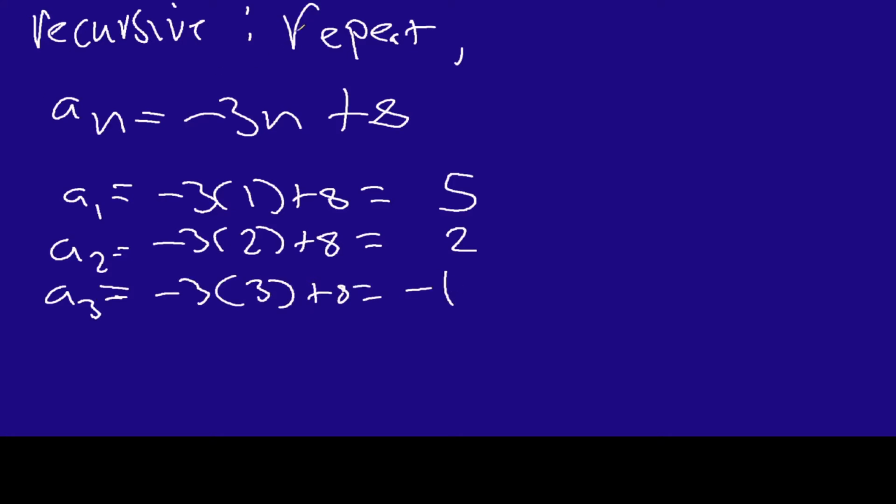So you can see here, this is an explicit formula because the first term has nothing to do with the second term. And the second term has nothing to do with the third term. They're completely independent of each other. A sub 1 does not affect a sub 2. A sub 2 does not affect a sub 3, etc.